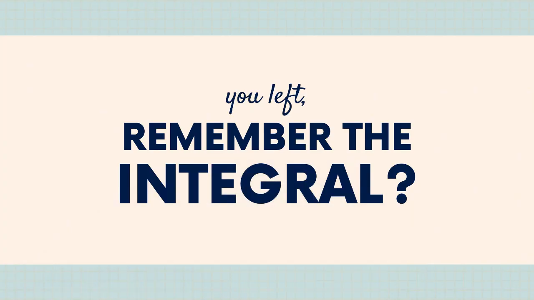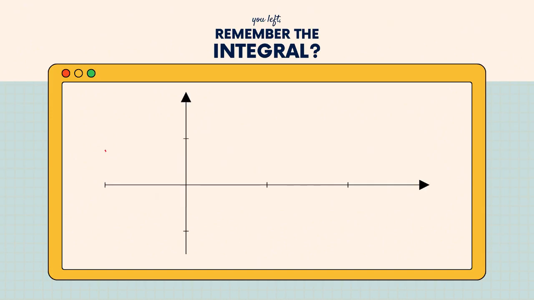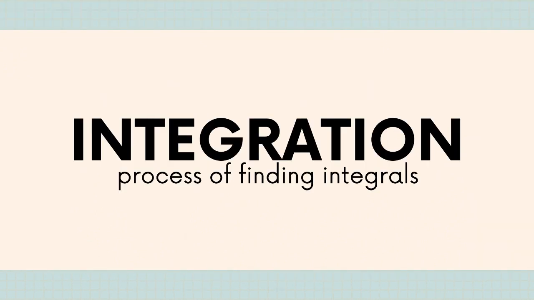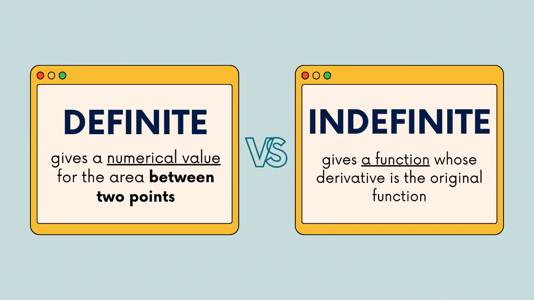In calculus, integrals are used to measure the area under the curve. This is important because it helps us understand how quantities change over time. And the process of finding integrals is called integration. There are two types of integrals: definite, the one our group will be discussing, and indefinite integrals. The simple difference between the two is that a definite integral gives a numerical value for the area between 2 points, while an indefinite integral gives a function whose derivative is the original function.